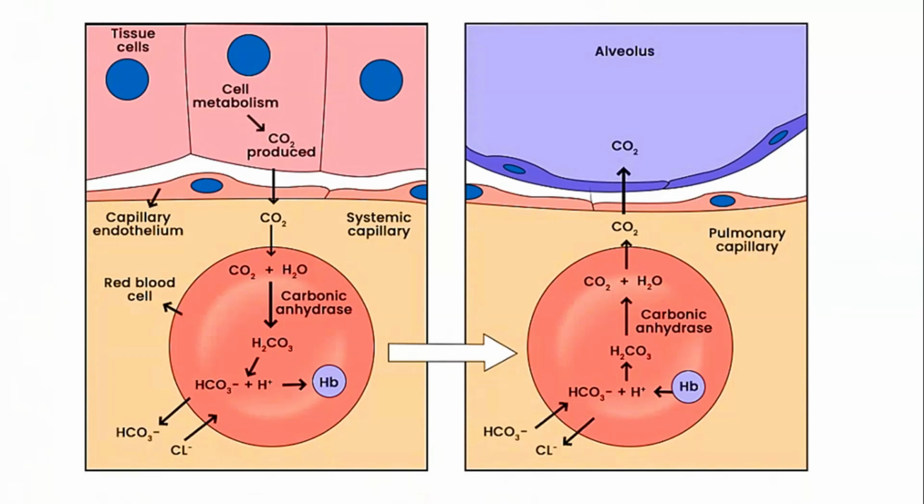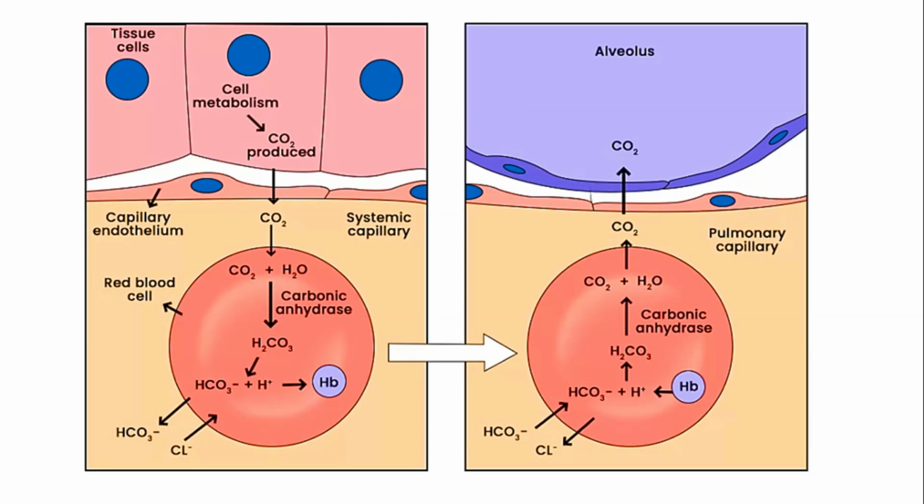So here is a quick summary of all the steps which are taken: the tissue cells are producing carbon dioxide by means of cell metabolism, and this CO2 is entering the red blood cells of the systemic capillary. When the carbon dioxide enters the red blood cell, there is water, H2O, present.